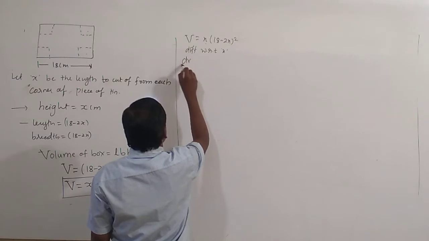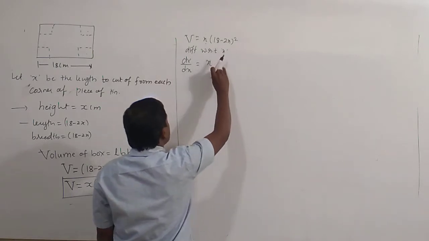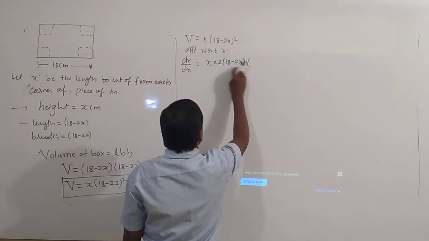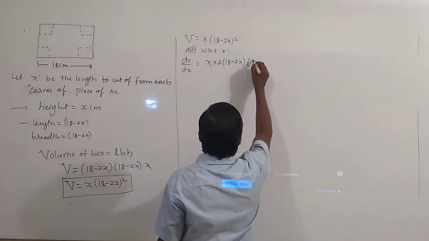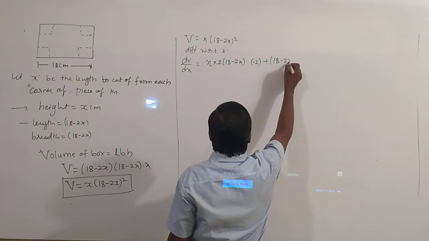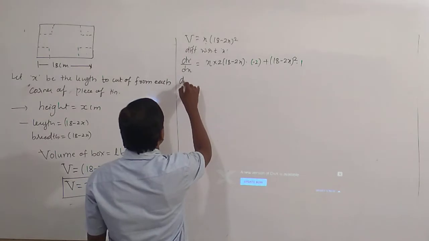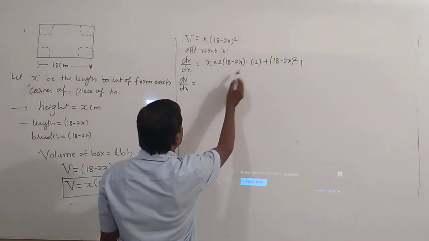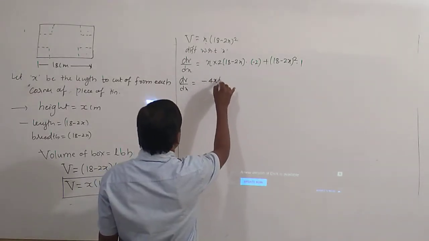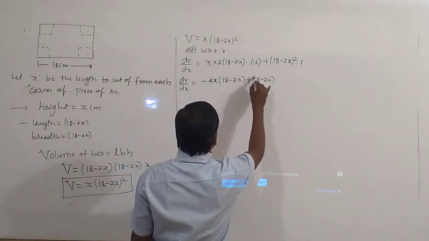So clearly, dv upon dx is equal to first function as it is, differentiation of second function, so 2 into 18 minus of 2x into differentiation of this term, that is minus of 2, okay, right. And plus second function as it is, 18 minus of 2x whole square into what, 1. Okay, so simplify this one. So clearly dv by dx is equal to, here it is minus into 2 means minus 4x into 18 minus of 2x plus 18 minus of 2x whole square.